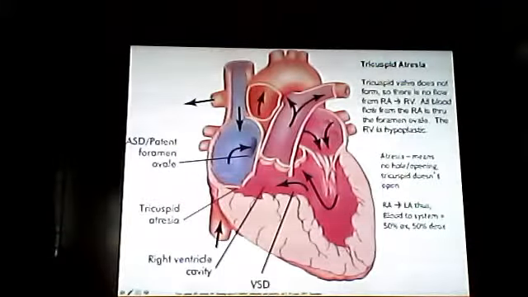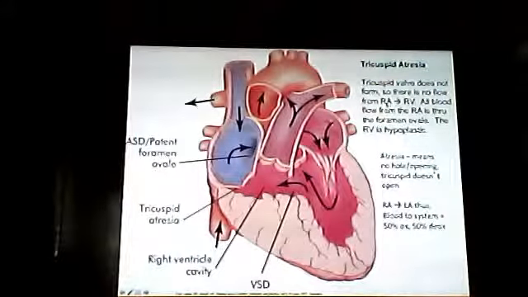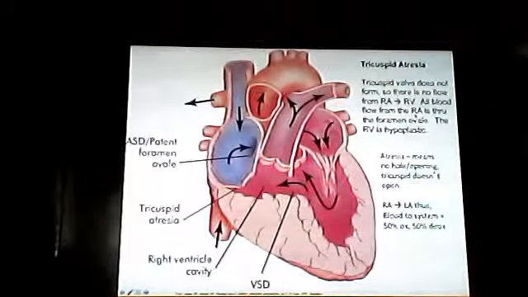Tricuspid atresia. So atresia in this case means there's no hole or opening. Tricuspid is saying the tricuspid isn't opening. So the tricuspid valve is on the right side. So if you can't get blood from the right atria to the ventricle, then blood has to find another way through. And so to do that, blood has to get through from the right atria to the left atria through the foramen ovale.